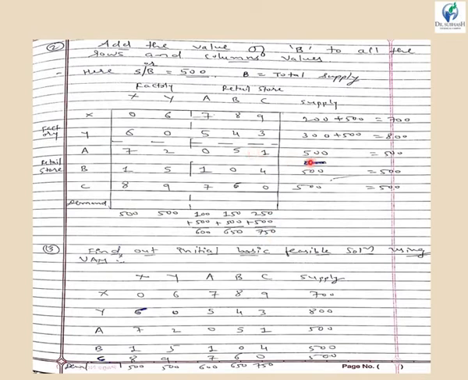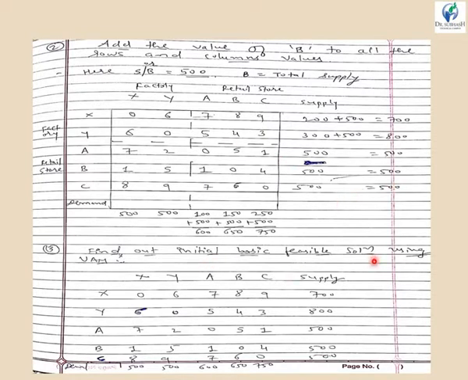Now for the retail stores, no capacity was given, so we will add the total available supply. So it is 500, again 500, and again 500. Here also we will add 500 and 500. So this is how we have obtained this table.